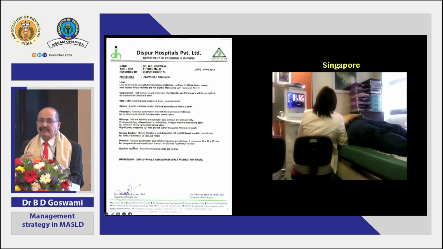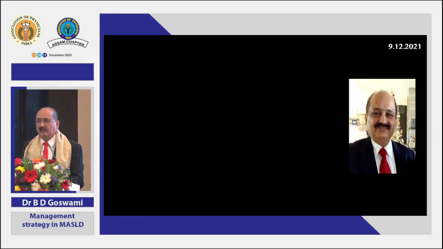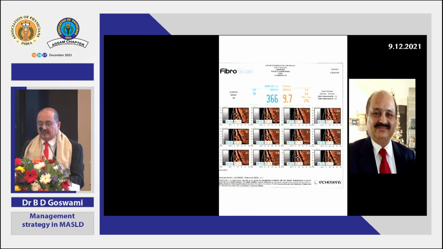After 5 days, I was supposed to go to Singapore. I checked it at Singapore General Hospital. They had the FibroScan machine in those days. They checked it and told me that fibrosis is 18. That means clinically or histologically, I don't know. But otherwise, it is an early cirrhosis. It is 2012. So I followed it regularly for all these years. Coming to 2021, my score is coming to 9.7.